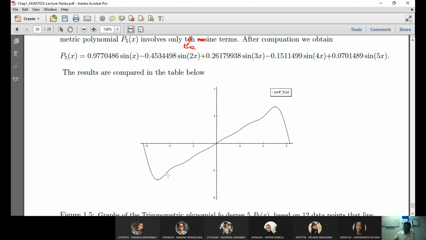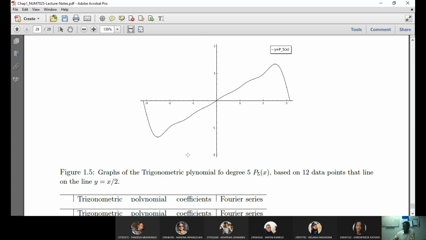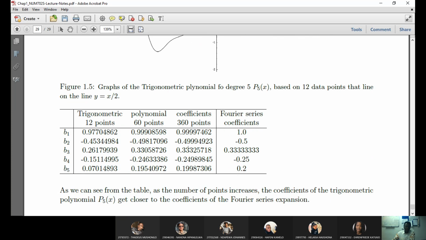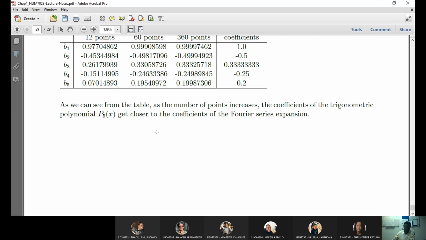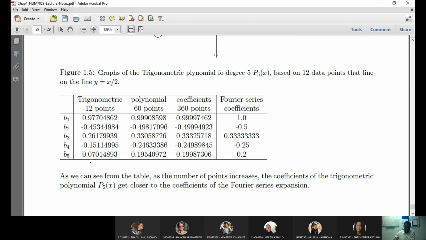Remember that our function is this straight line. You see that it approximates the straight line well, the actual function f of x by 2. You can see that this polynomial is approximating it well. Okay, so you're encouraged to look at this and try to compute. Please do this. I encourage you to do this.